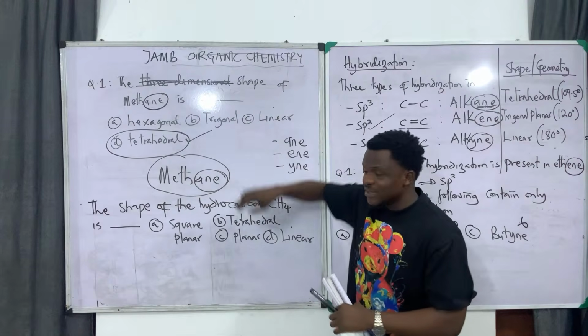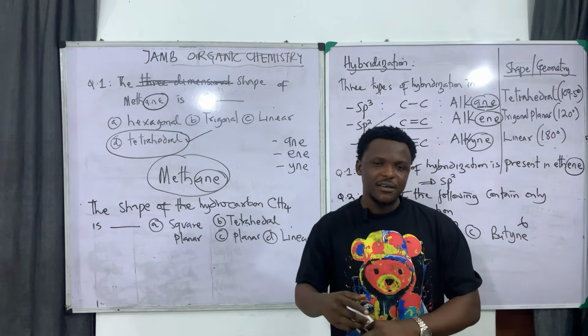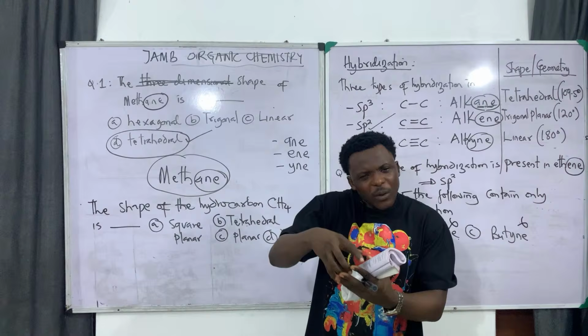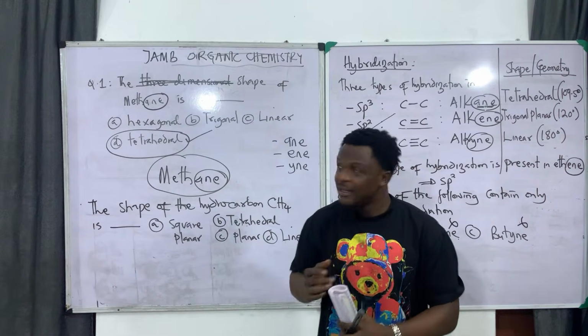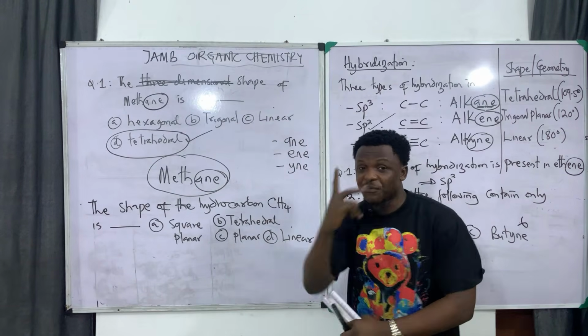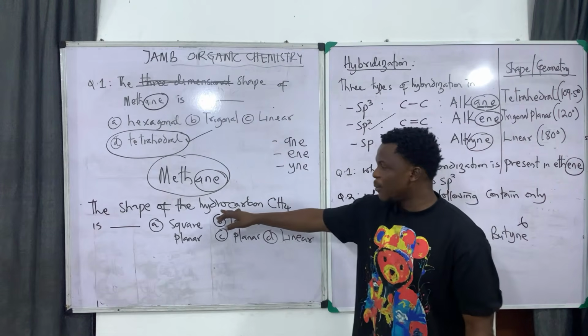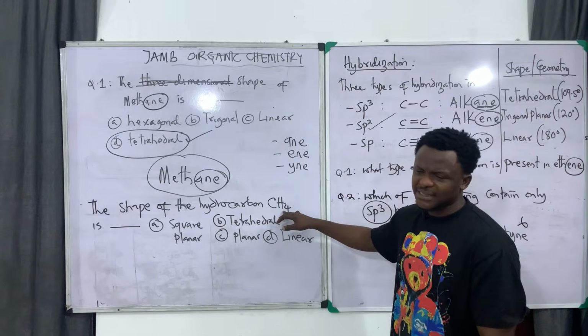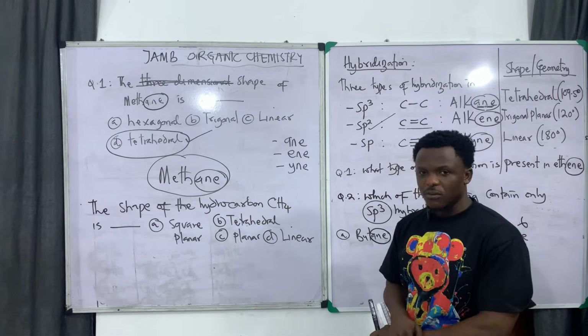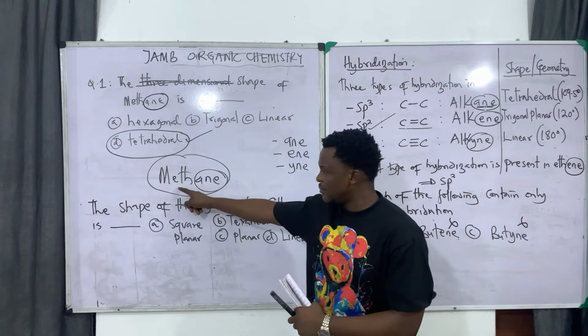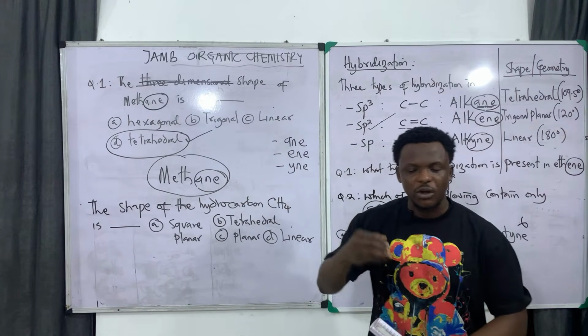The same question, they have asked it two different ways. But if you understand it very well, you will grab them here. The same question, two times, same year. The shape of the hydrocarbon CH4. First, what is the name of CH4? The name of CH4 is methane. We have done nomenclature, the first part.